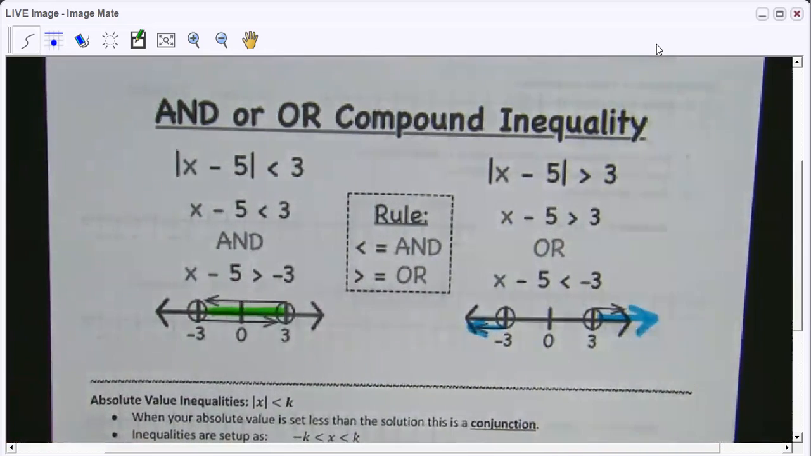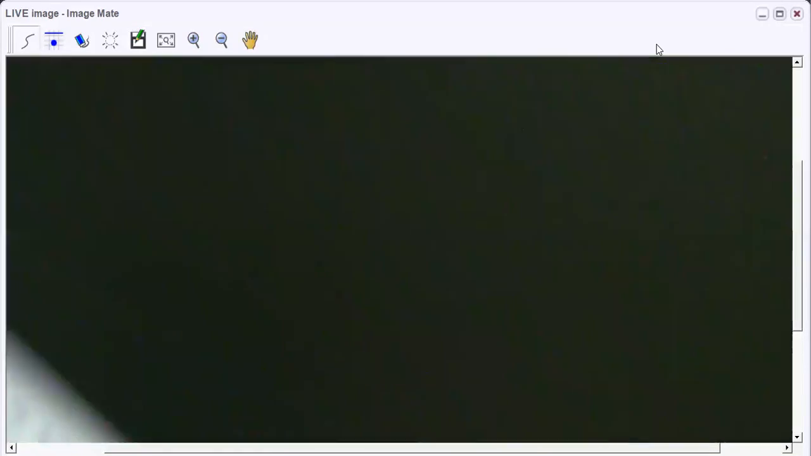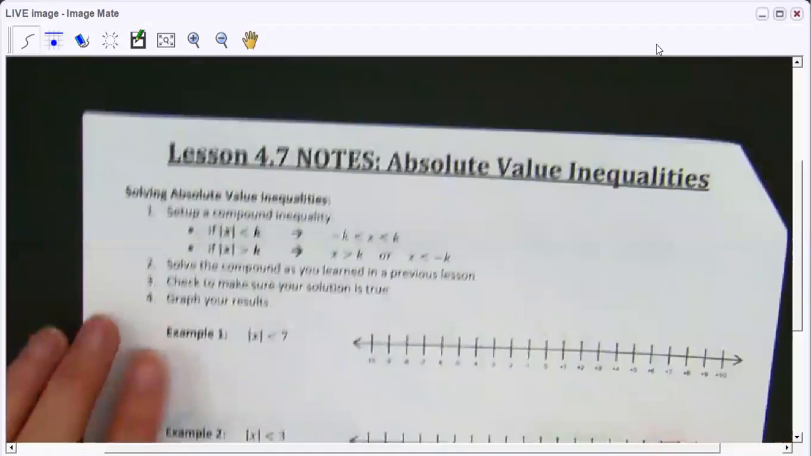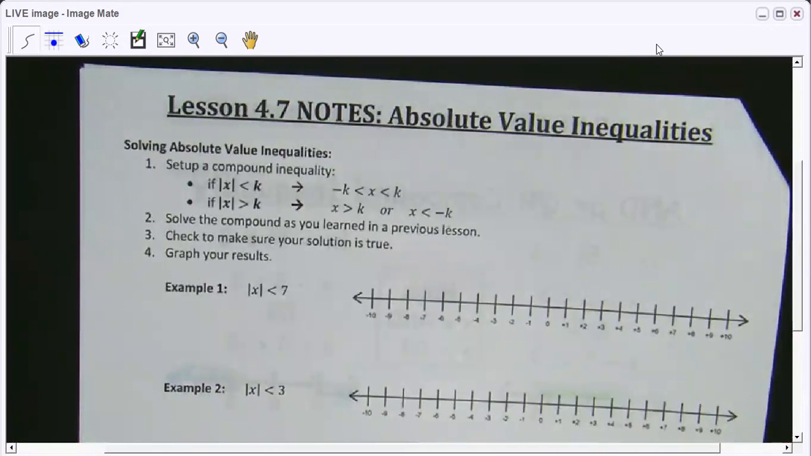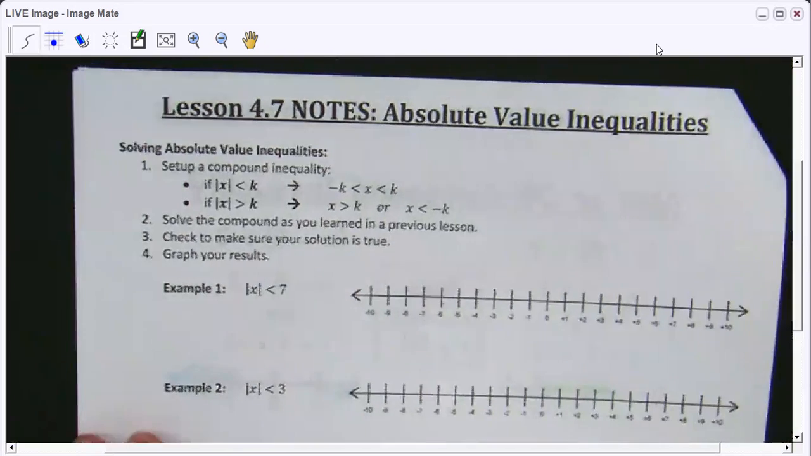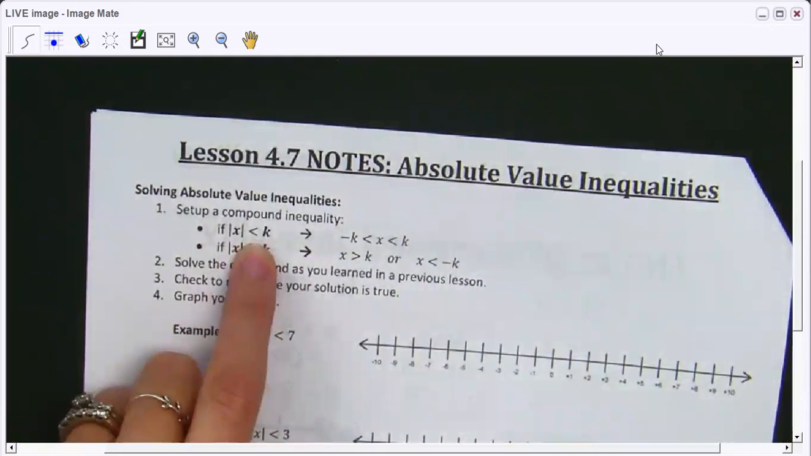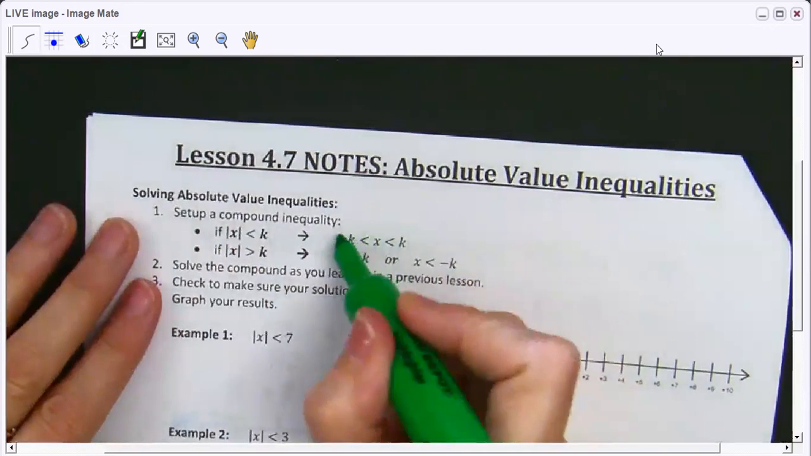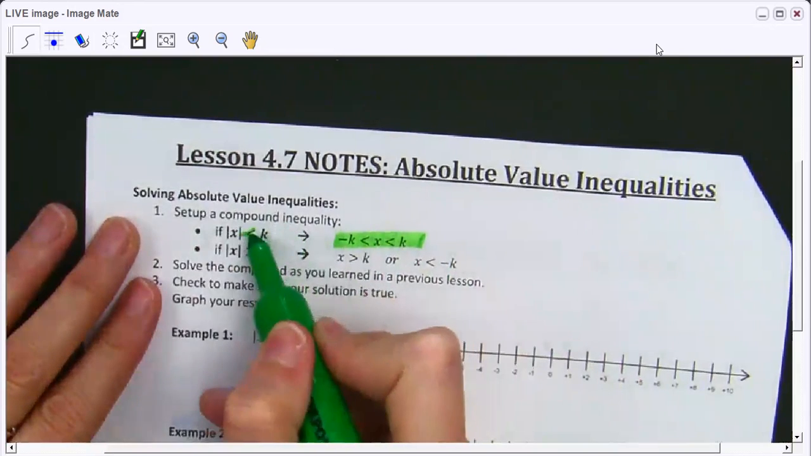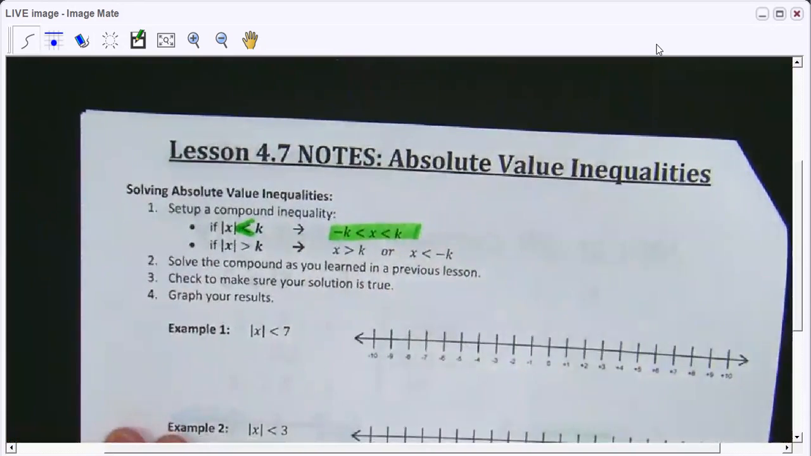Let's go ahead and go to the next page. We are going to start graphing these. One thing that I want to go over with you before we begin is how do you determine if you're working with a conjunction where you're going to set up a compound inequality altogether with that x in the middle, versus an absolute value inequality where you separate them out by the word or, and your arrows go in opposite directions. So how can you tell the difference? Well, if you look right here, if the absolute value is less than something, then you are going to write it as a conjunction.